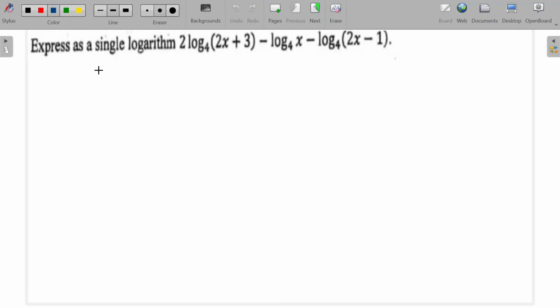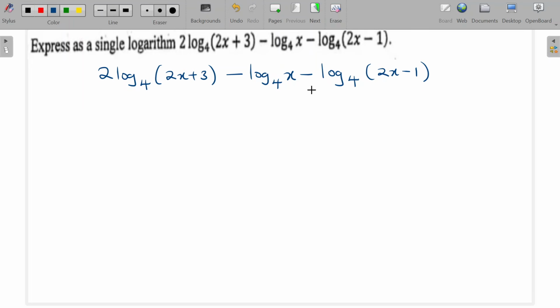You have been given 2 log base 4 of (2x + 3), minus log base 4 of x, minus log base 4 of (2x - 1). This is the logarithmic expression we have been given, and they want us to represent it as a single log. For us to do that, we need to have the same base at the bottom.